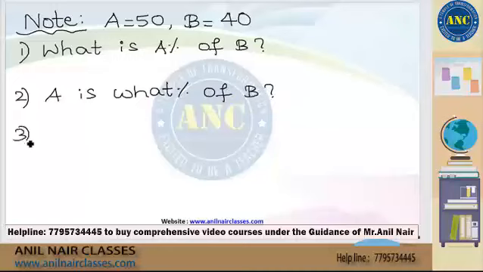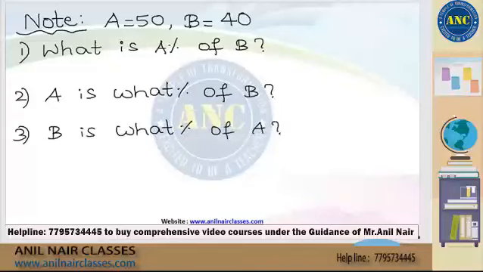Third question, B is what percentage of A? Let us take these three questions initially and then we will solve another one or two questions for the same logic. Now see here, sir. Very simple logic. There are only two variables. One variable is A, whose value is given as 50. Another variable is B, whose value is given as 40.